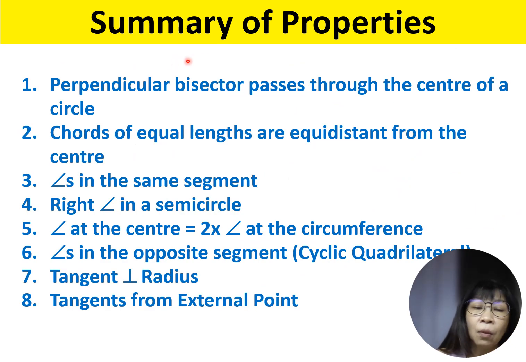Now with this, I have covered all the properties that we need to know on circles. The first two properties are related to the symmetrical properties of circles, and then the subsequent ones, number 3 to number 6, are all on angle properties of circles, and the last two properties are related to tangents. So here's a summary of all those that you must know.